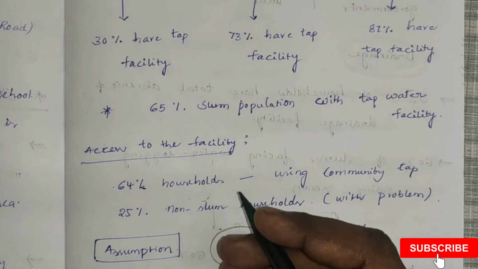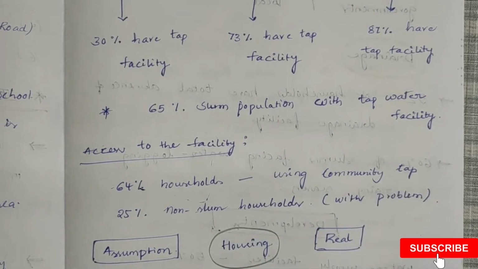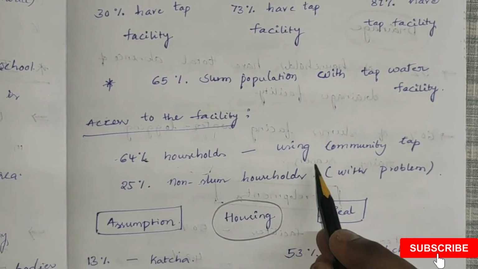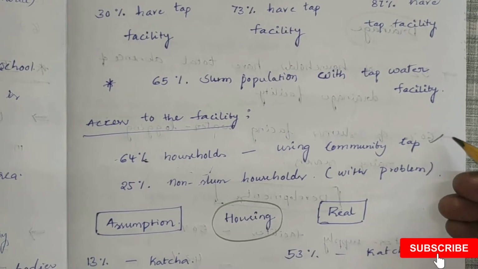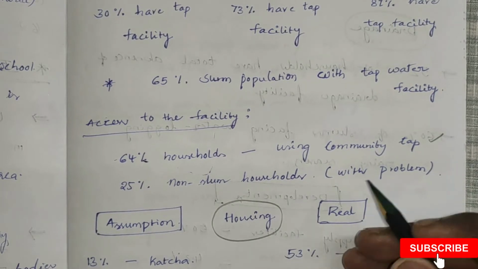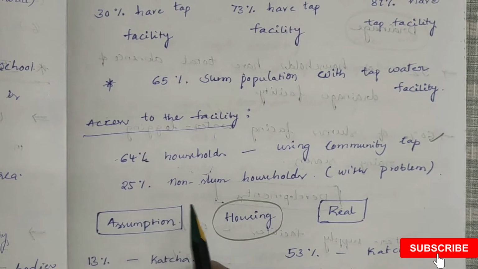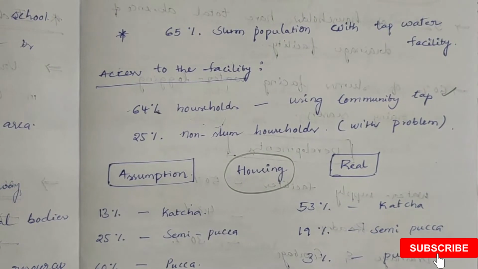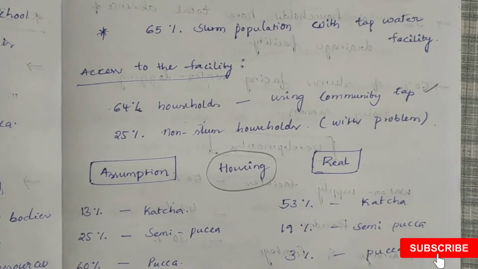Having tap water is not a problem, but access to the facility is the main problem. 64% of households use a community tap. Mostly, they don't have a proper tap facility within their home. 25% of non-slum households still exist with this problem. There was an assumption made by the government, but the NSSO field officials found out that the real data is different.